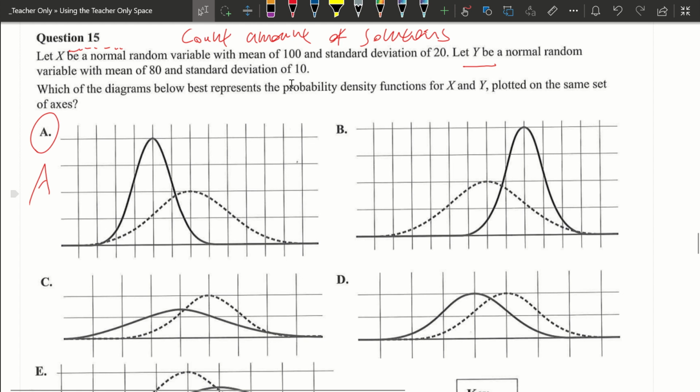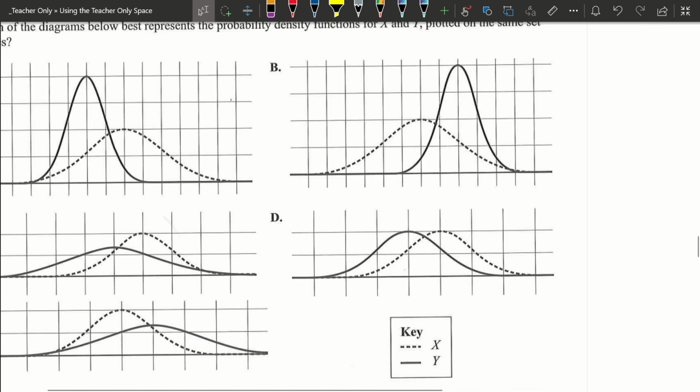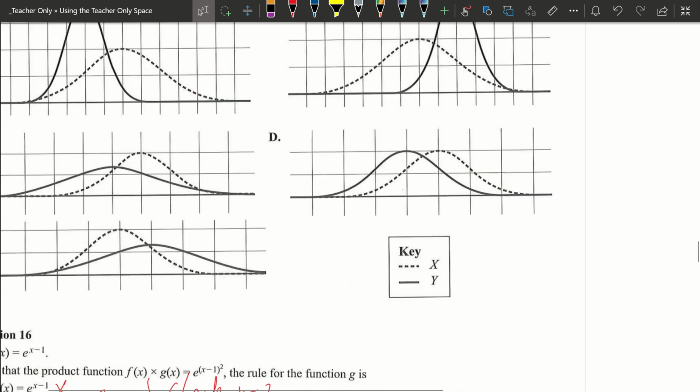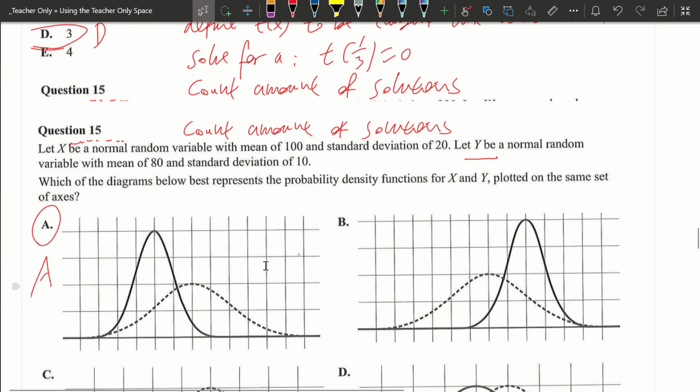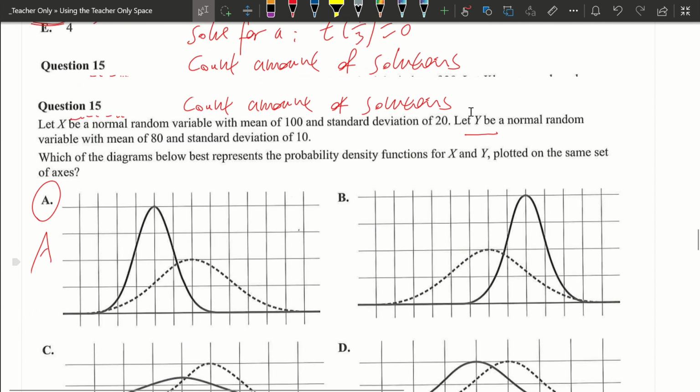Mean 80, standard deviation 10. Which of the diagrams below best represents the probability density functions plotted on the same set of axes? Also there's a key. X is the dotted line, so I've written it here, and the key says Y is the solid line, so I've written it here.